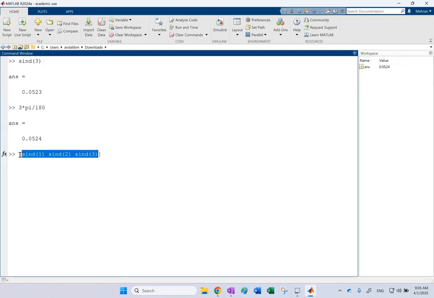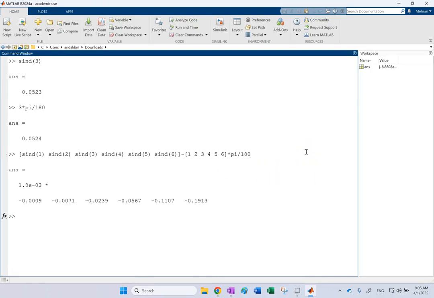And then I repeat that for 4, 5, and 6. So let's see all of them in one place, and then minus. Now here I do 1, 2, 3, 4, 5, and 6, and multiply them by pi, divide them by 180. So I want to subtract sine of theta minus theta. So you see the numbers, and look at the numbers.